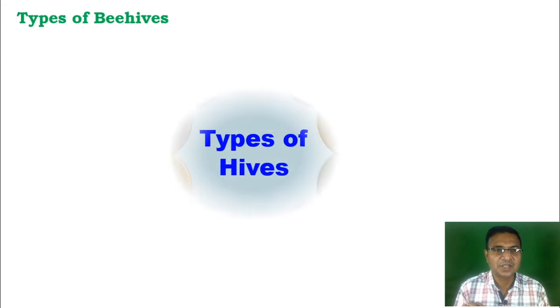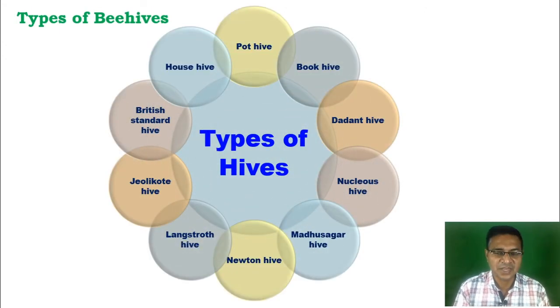Now the next part is the types of beehives. In India, different types of beehives are popular, where we can properly maintain bee colonies. Among them, certain beehives are very important, especially the Dadant hive, Jewellicoat hive, British standard hive, along with the Newton as well as the Langstroth hive.